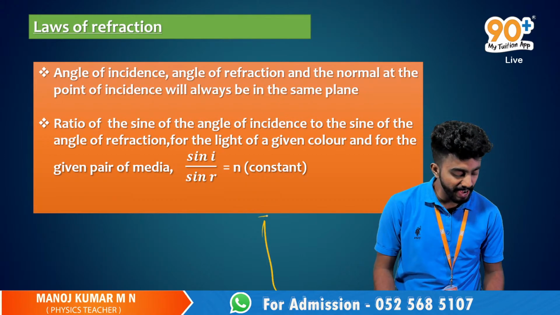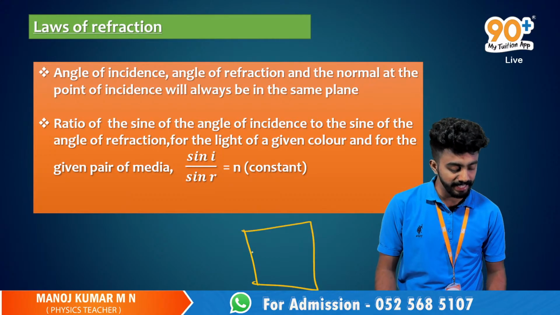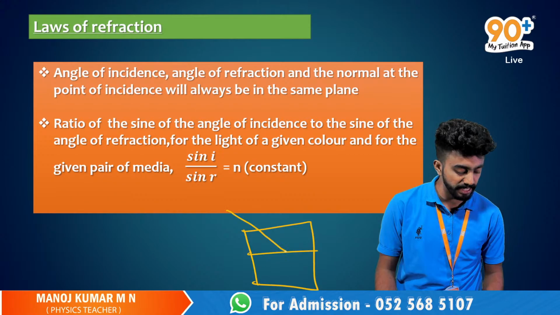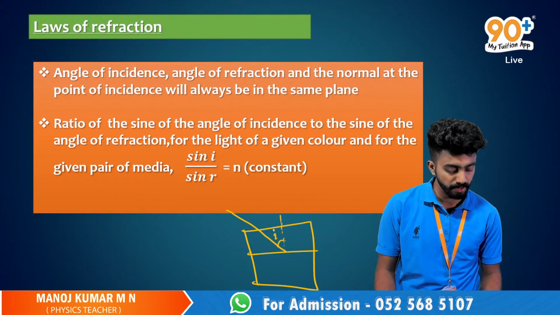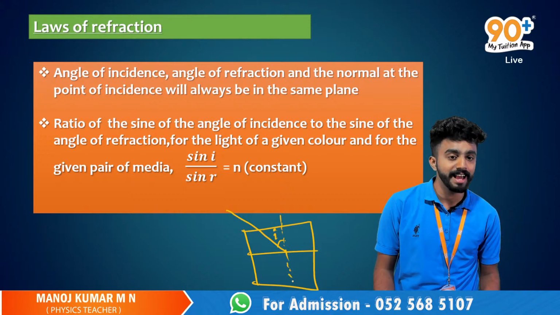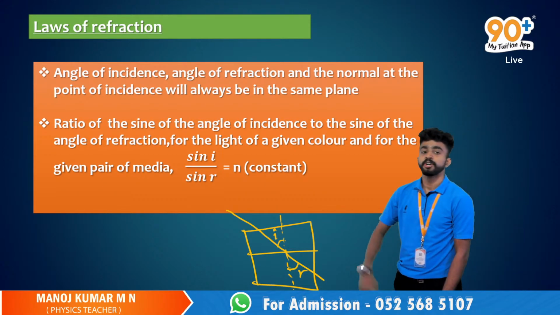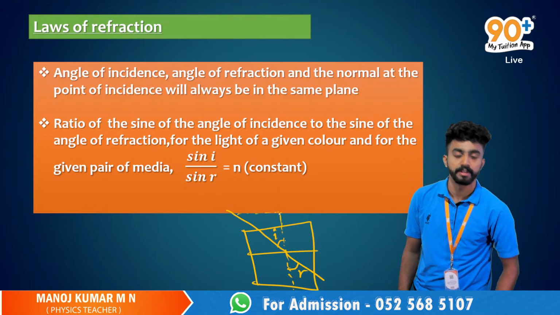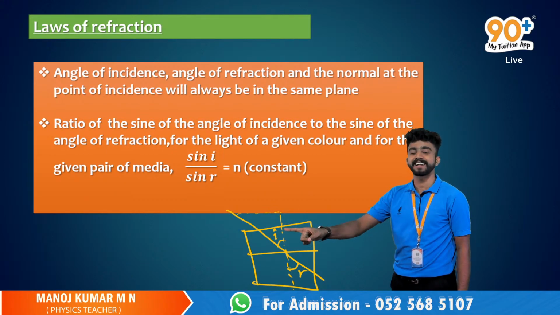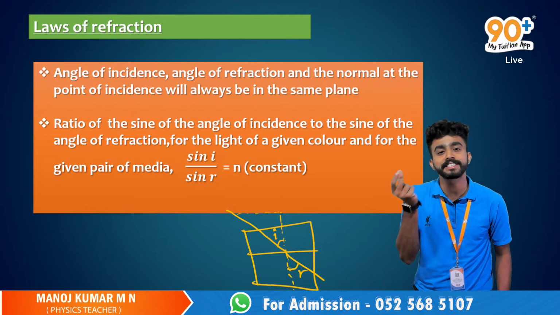And in the case of refraction, obviously we'll have the angle of incidence with respect to the normal. This will be the angle of incidence. Then we'll have the angle of refraction as well. So imagine we have an imaginary triangle over here. If you consider the sine of angle of incidence and the sine of angle of refraction, the ratio will give us a constant value.